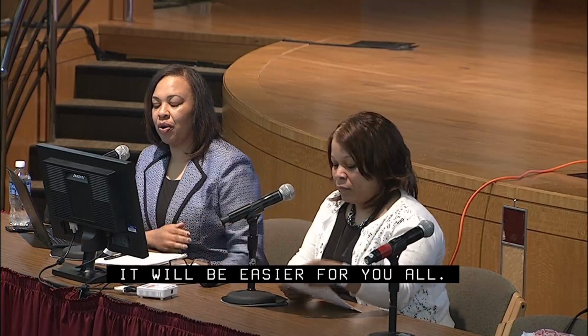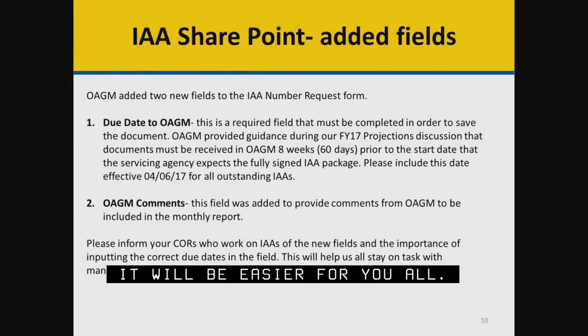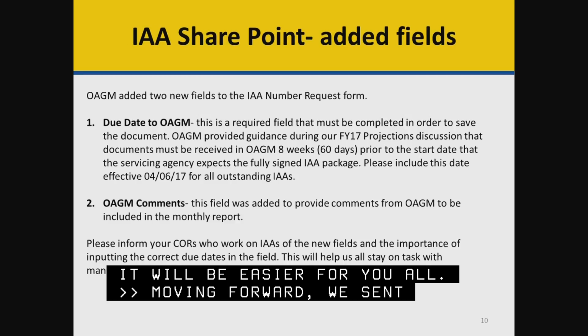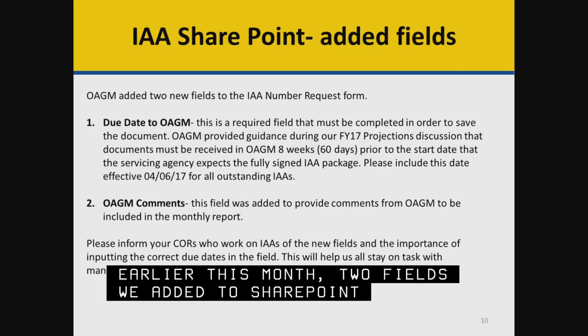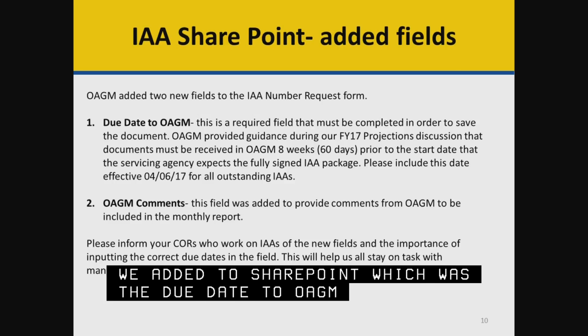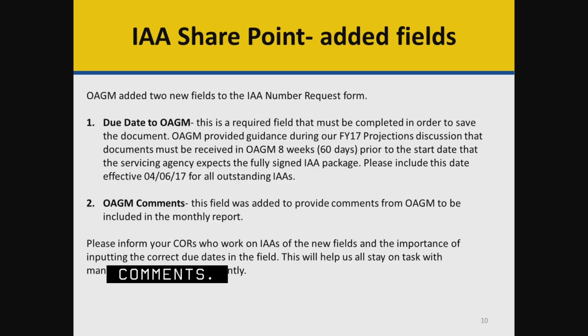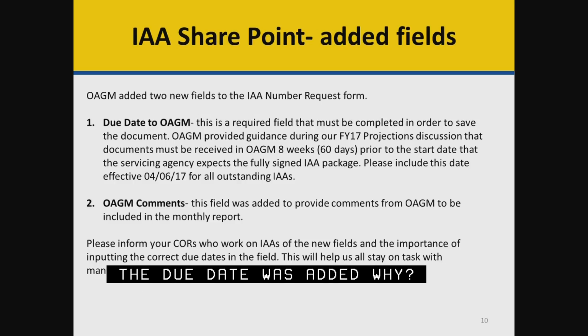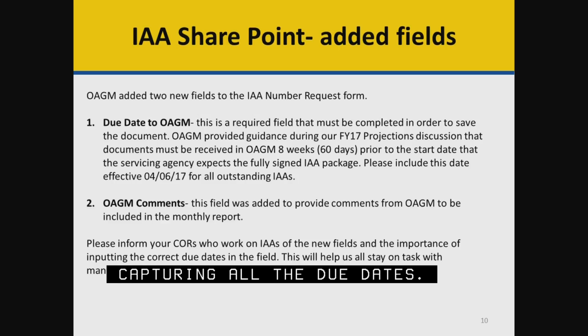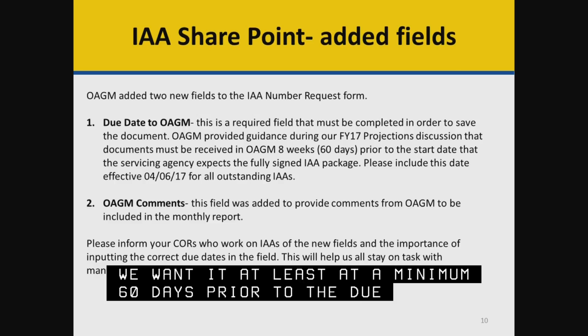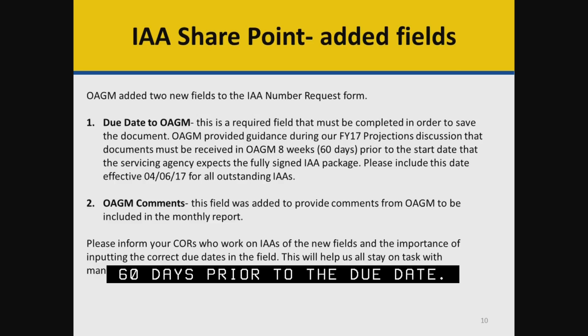Moving forward, we sent out, I think it was earlier this month, a notice about 2 fields we added to SharePoint, which were the due date to OAGM and also OAGM comments. Now, the due date was added because we want to make sure that we're capturing all the due dates. We want your IAs at a minimum 60 days prior to the due date. So if you have an IA that's due June the 1st, April the 1st is what you will put in that field. And we're really checking those fields.